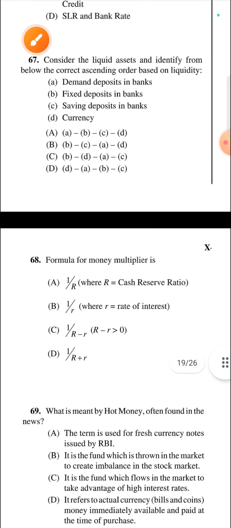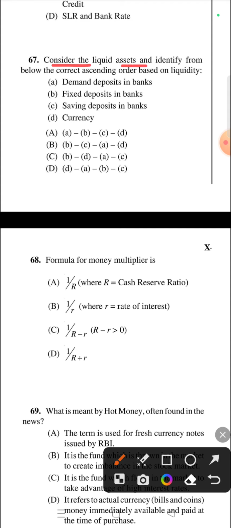Question number 67. Consider the liquid assets and identify from below the correct ascending order based on liquidity. We have to choose the correct ascending order. The right answer is option B: fixed deposit in banks, then saving deposit in banks, then demand deposit in banks, then lastly currency which has high liquidity. Question number 68. Formula of money multiplier is 1 by R. R means cash reserve ratio.